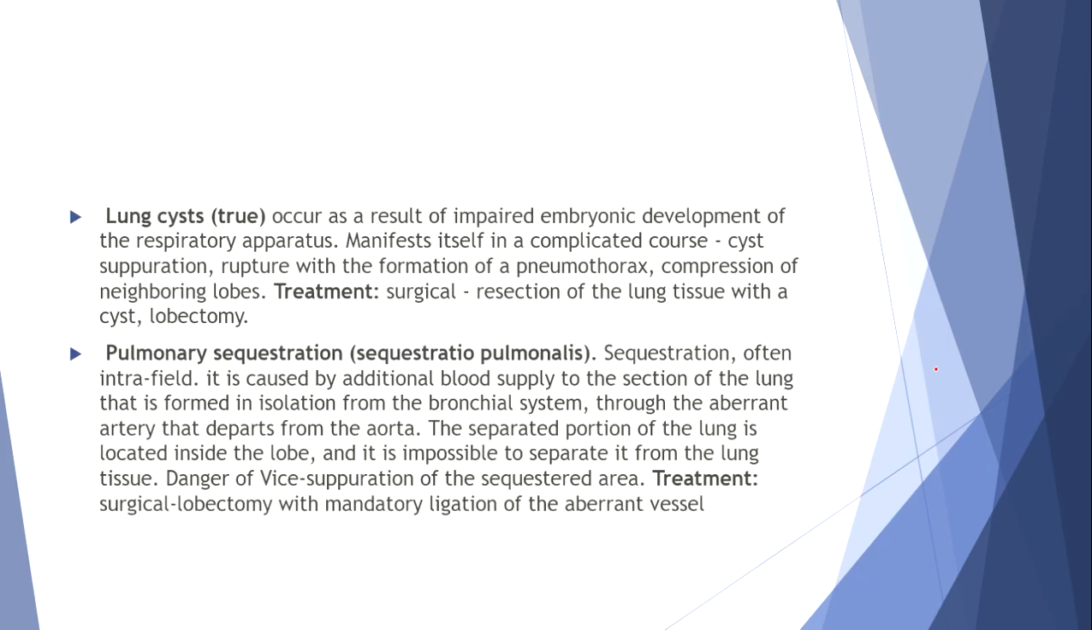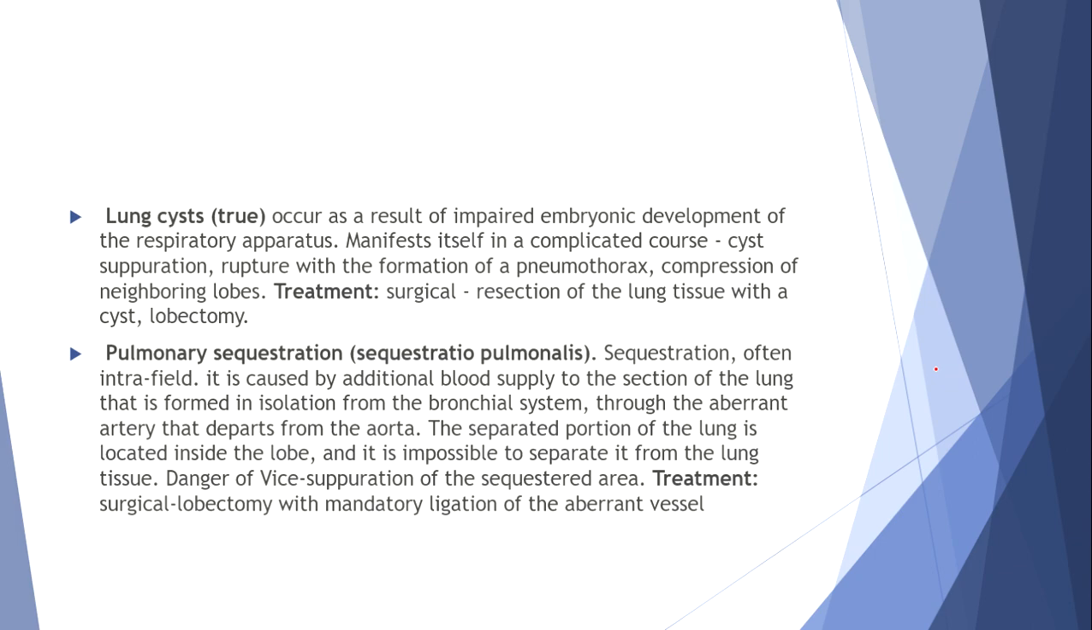Lung cyst occurs as a result of impaired embryonic development of the respiratory apparatus and manifests itself in a complicated course: cyst suppuration, rupture with the formation of a pneumothorax, compression of the neighboring lobes. Treatment: surgical resection of the lung tissue with the cyst, lobectomy.